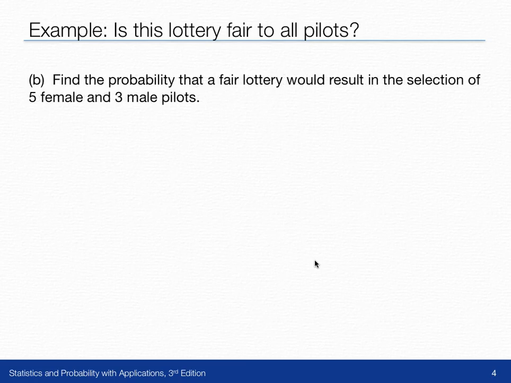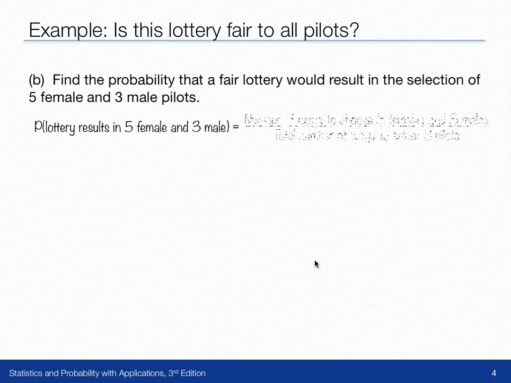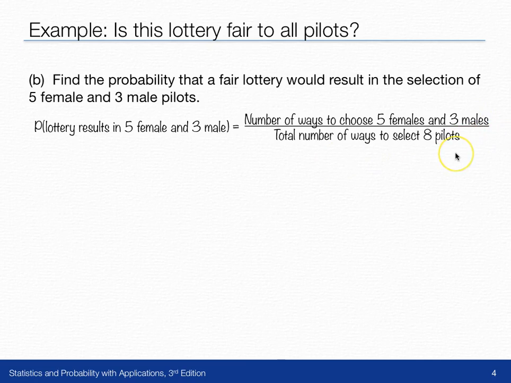Part B of the problem asks us to find the probability that a fair lottery would have resulted in a selection of such a group. So the probability that the result is 5 females and 3 males is going to be the number of ways that we could choose 5 females and 3 males out of the total number of ways we could have selected 8 pilots at all. So this is the answer from A, the 114,660 number. And now we need to figure out the total number of ways to select 8 pilots.